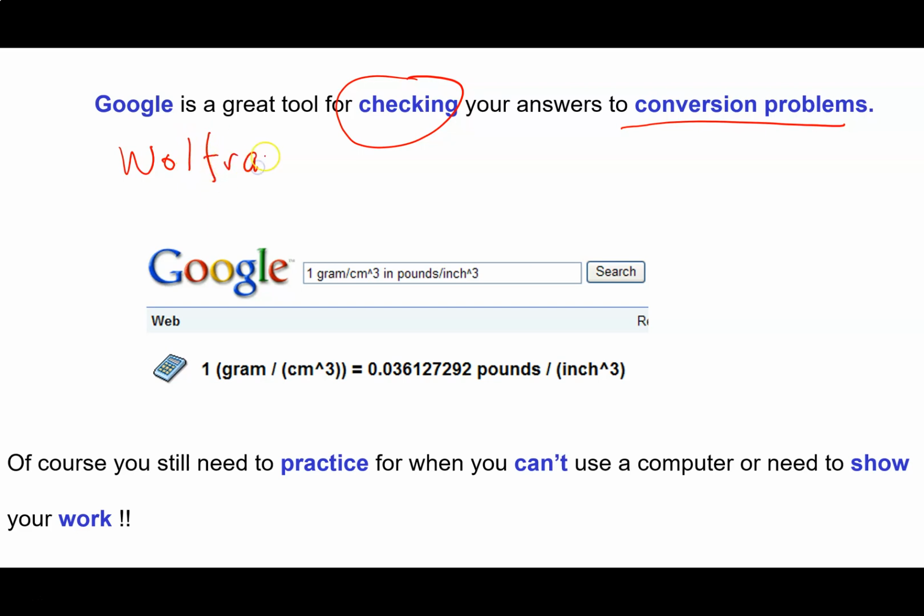And also wolframalpha.com, and there are other websites as well, but those two are really easy to use. Both those websites are great for checking your answers to unit conversion problems. Now, of course, you've got to be able to show your work, and later on when you're doing standardized tests and things, you're not going to have access to a computer. So you should practice and make certain that you understand what is going on, because you're going to be doing this beyond this class.